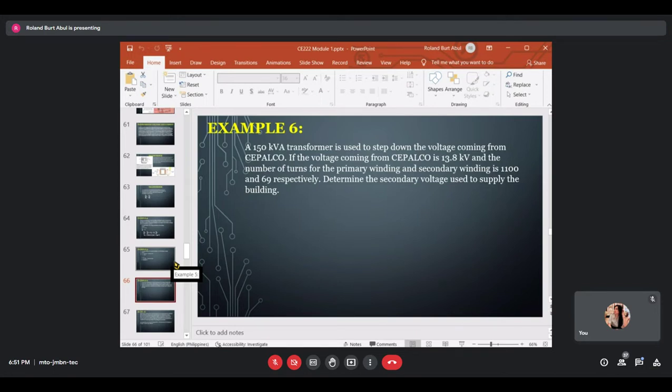So, next example. A 150 kVA transformer is used to step down the voltage coming from Sepalco. If the voltage coming from Sepalco is 13.8 kilovolts and the number of turns for the primary winding and secondary winding is 1,100 and 69 respectively, determine the secondary voltage used to supply the building. So, pasolve na guys.